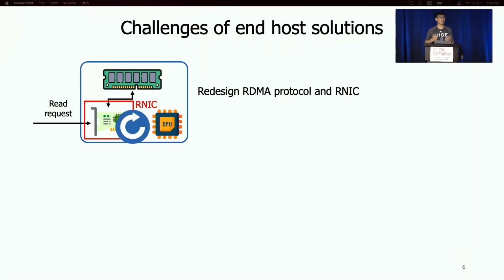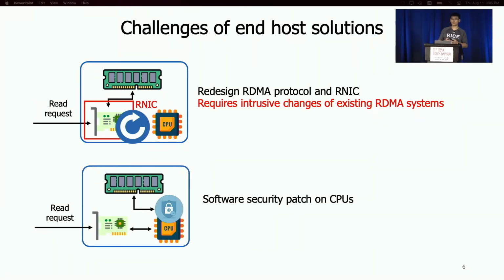Although the attack is not very complicated, addressing the underlying security issues in the RDMA system is very challenging. There are 2 possible solutions on the end host. First, we can redesign the RDMA protocol or the RNIC hardware from scratch. But the new protocol and the new hardware are not available yet, and it will take a long time for them to come out. But even if they're ready in the future, it still requires intrusive changes of existing RDMA systems to deploy them. We can also use a software approach. For example, we can deploy software security patches on remote CPUs, but this will negate the benefits of CPU bypassing.